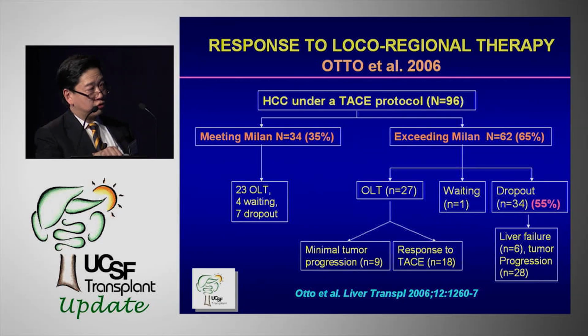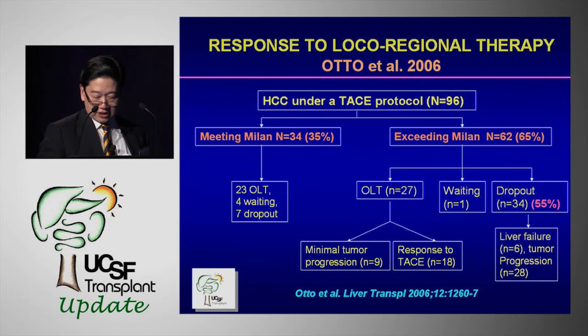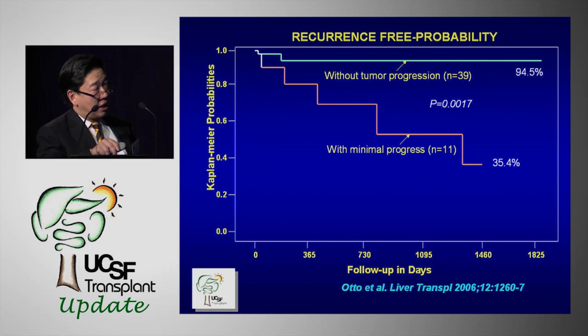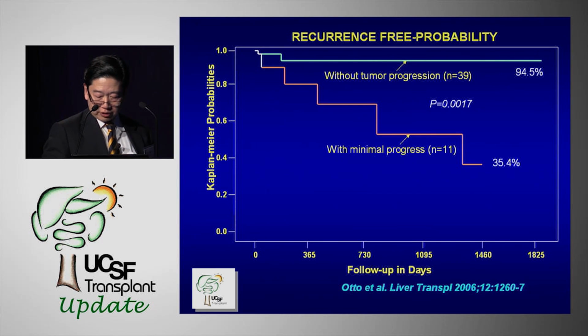And then among those who ended up receiving liver transplant, about 2/3 showed response, and 1/3 showed minimum tumor progression, but not meeting criteria for exclusion. About 1/3 of patients had tumors within Milan, and about 2/3 were bridged successfully to transplant. So this is the interesting finding, that those who had shown no tumor progression had outcomes in terms of recurrence-free survival much better than those even with minimum tumor progression.